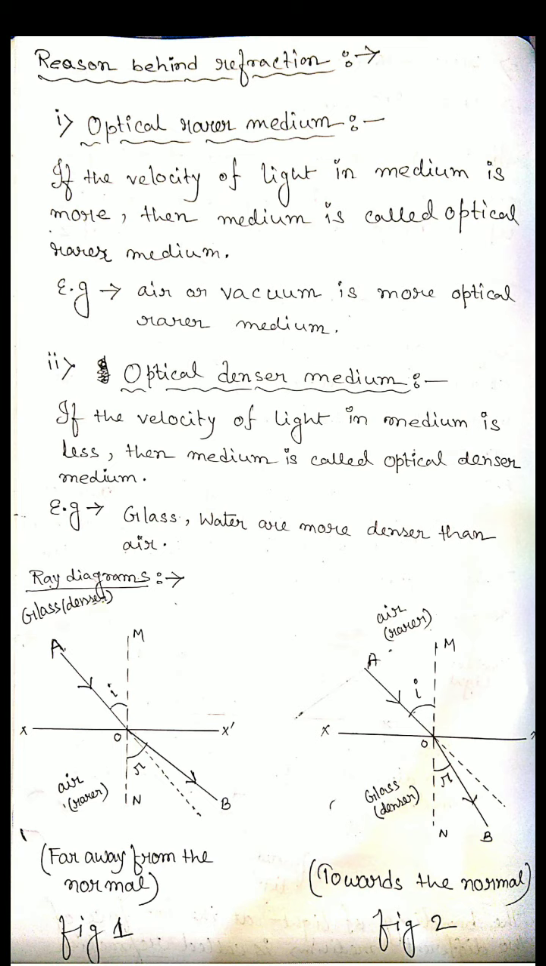Okay, so an optically denser medium means the velocity of light is very less, and a rarer medium means the velocity is maximum. Now if I ask one question: suppose you have two different mediums, one is a glass medium, another one is a water medium. Now you tell me, between the glass and water medium, which one is a rarer medium and which one is a denser medium?